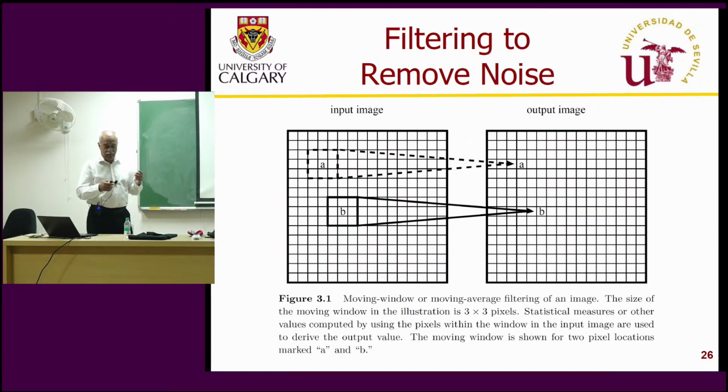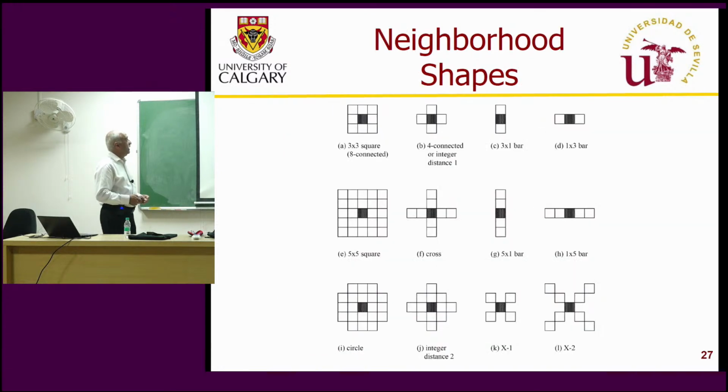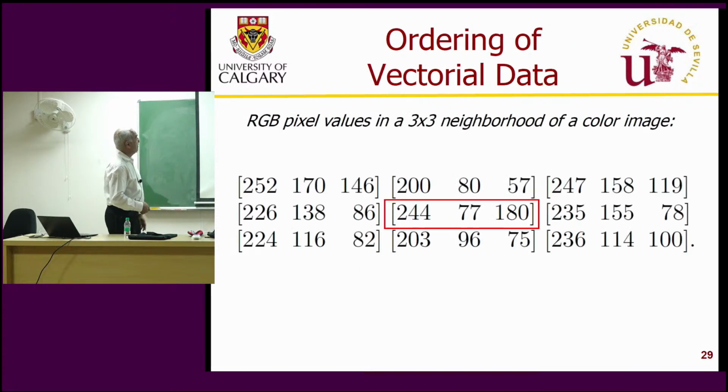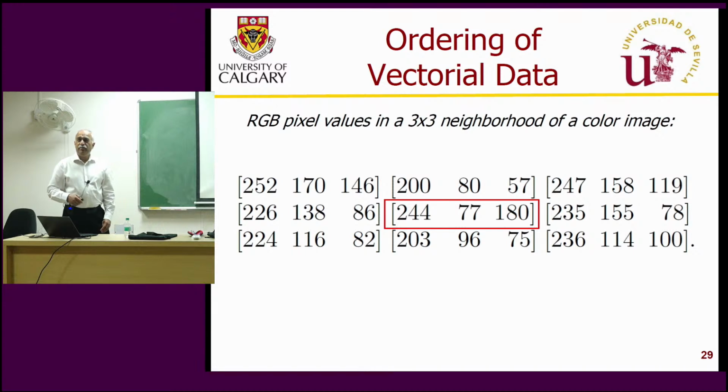Filtering you have seen. So let me talk about some filters for color images. Neighborhood shapes you have seen. Mean and median filter you have seen. So we'll just skip all of that. Now, in the case of scalar pixel values, each pixel has one value, so doing this is easy. In the case of vectors, taking the mean is not a problem.